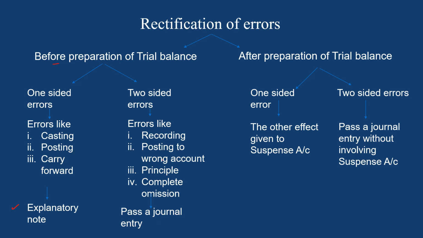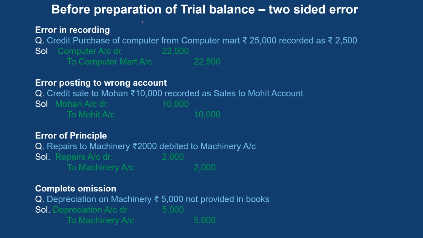So to understand it, let us look at some examples. Here, before preparation of trial balance, two-sided errors. First, we'll take an example for error in recording. Suppose there was a credit purchase of a computer from Computer Mart for 25,000. So this would be an entry through the journal proper: Computer account debit to Computer Mart account, 25,000 should have been passed. But they have recorded it as 2,500. So there's a mistake in recording this amount. While recording only, the amount has been recorded wrong, and recorded less. So instead of 25,000, only 2,500 has been recorded.